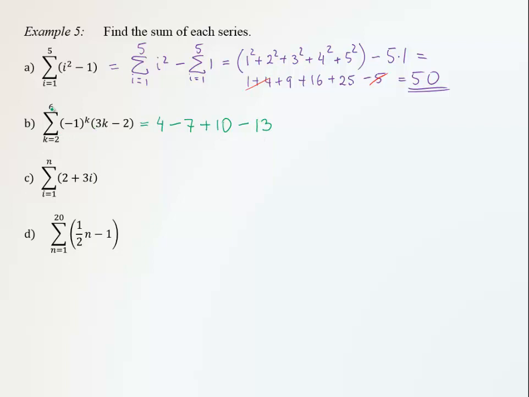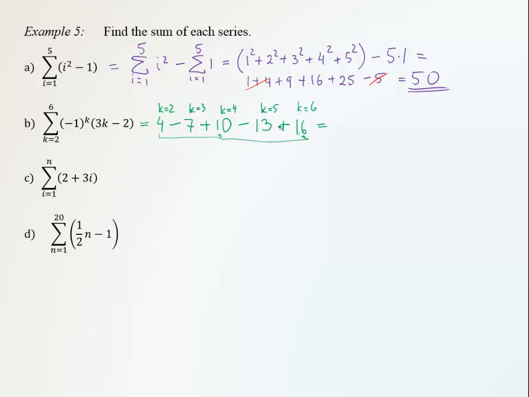And finally, when k is 6, then we have positive again. 6 times 3, 18 minus 2 is 16. So that's k6, k5, k4, and so on, k3 and k2. Notice we didn't start from 1, we started from 2, because the lower limit is 2. And then just add them. So we can add all positive numbers first.